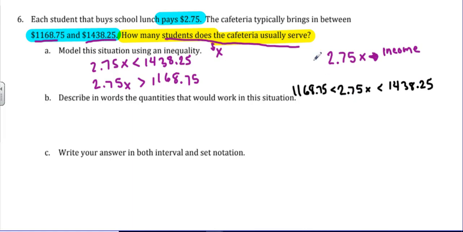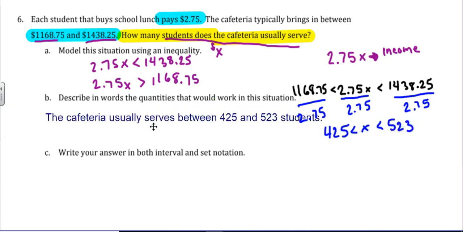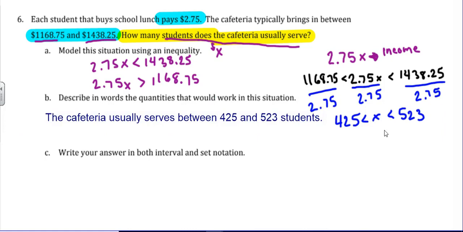So to solve this, if you solve it from the compound inequality, you just have to divide 2.75 on each side of an inequality symbol. You solve these the same way. You divide 2.75 on either side of the inequality symbol. So that gives us the values of 425 is less than x, which is less than 523. So what does that mean in this situation? Since x represents the number of students the cafeteria usually serves, then the cafeteria usually serves between 425 and 523 students. So to write that in interval and set notation, let's start with interval notation.